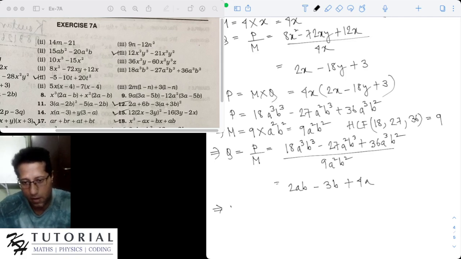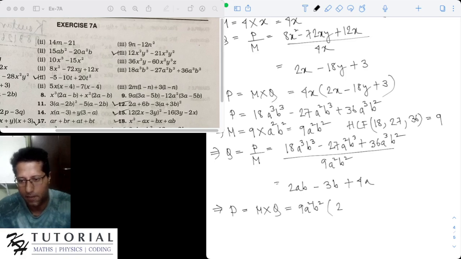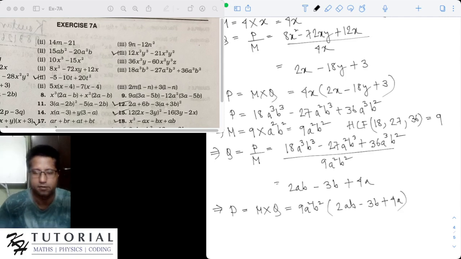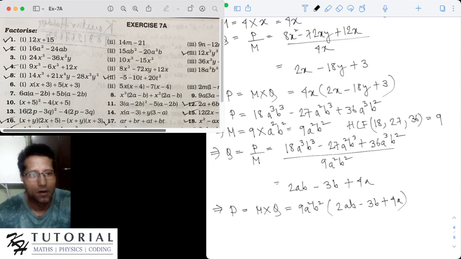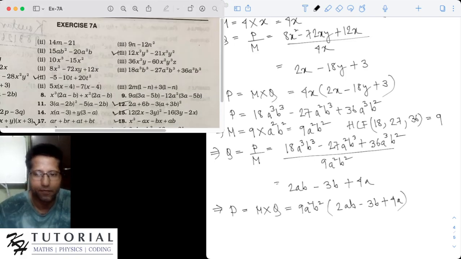Okay, so now the factorization of polynomial p will be equal to m multiplied by q. m was 9a square b square and q was 2ab minus 3b plus 4a. So this is the factorization of the given polynomial. Okay, let's do problem number 5.